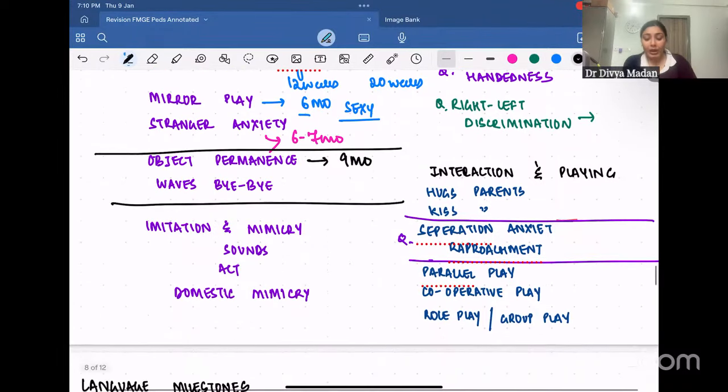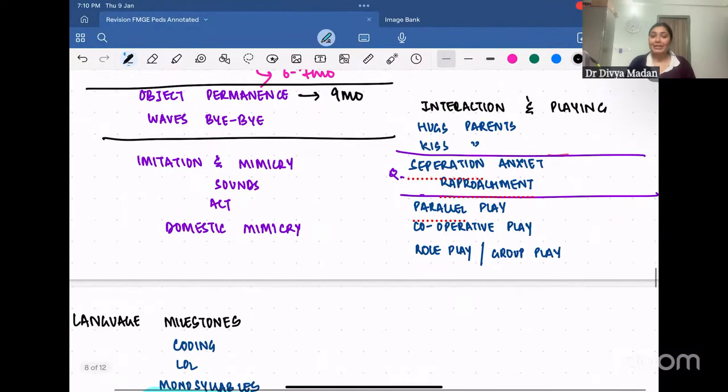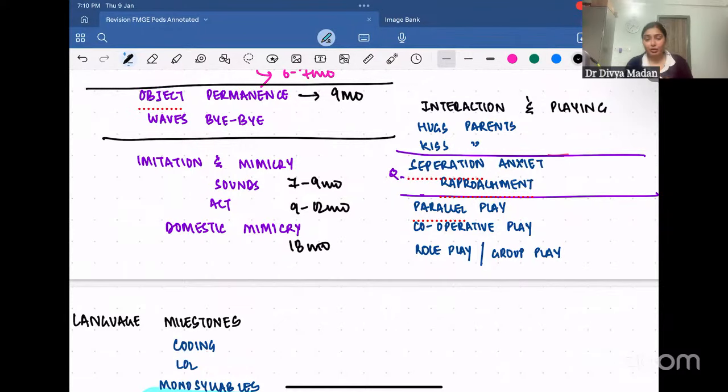Right? Now, after that, all the drama will begin. Now the object permanence has set in, all the drama in life would come. The child will do imitation, mimicry. We all understand what is this imitation, mimicry, right? Firstly, the child will imitate and mimic sounds. This comes at 7 to 9 months of age. Then act, that comes at 9 to 12 months of age. Then domestic mimicry, that comes at 18 months of age. Domestic mimicry means the child will try to copy the things that day to day we do in our domestic life, right? Cleaning, maybe cooking. All of this, the child will try to copy.